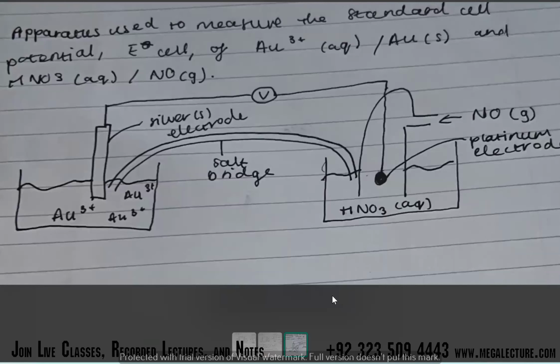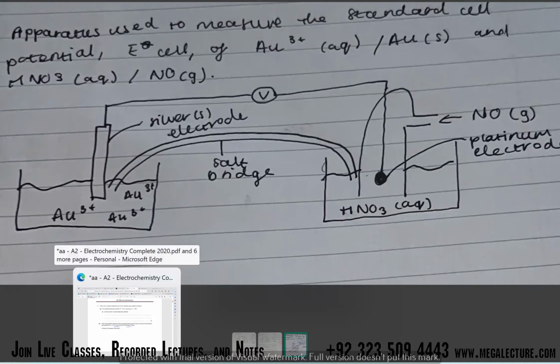It's not silver actually, it's gold, right? AU is gold, AG is silver. But apart from that, I guess everything is fine. Except that you have to tell them that this is 1 mole per dm cube nitric acid, that's 1 mole per dm cube. NO gas is going to be at 1 atmosphere pressure. Otherwise, it's fine. Okay.